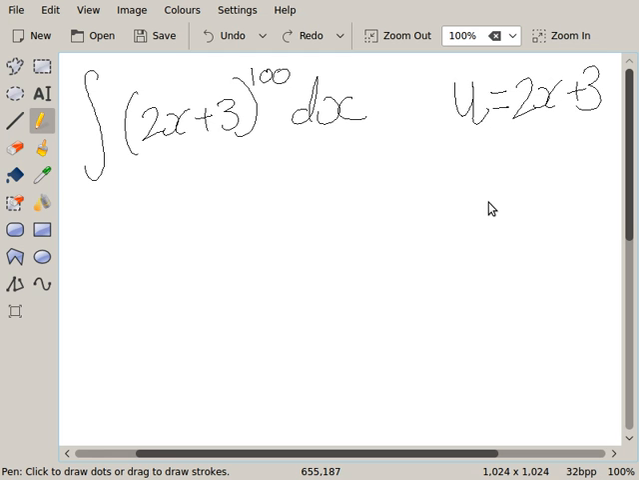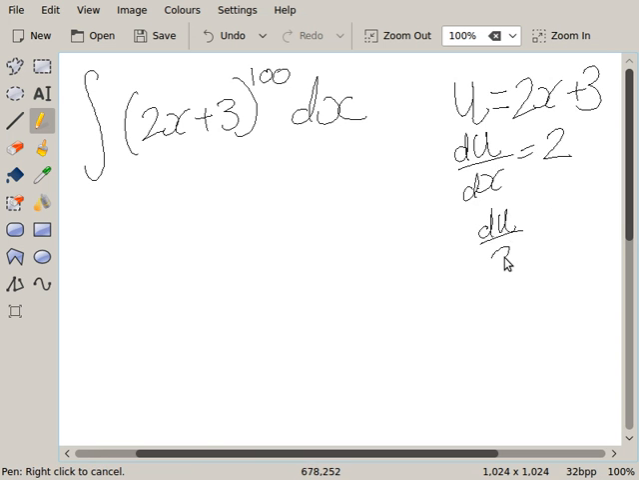Some people finished. Some people look confused. Finished? Okay, let's have a look at it. So, du dx equals 2. So that means du over 2 equals dx.